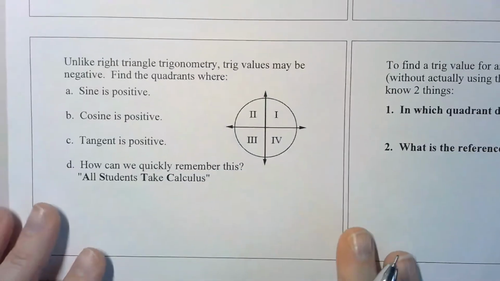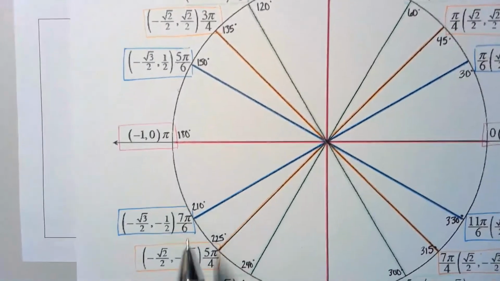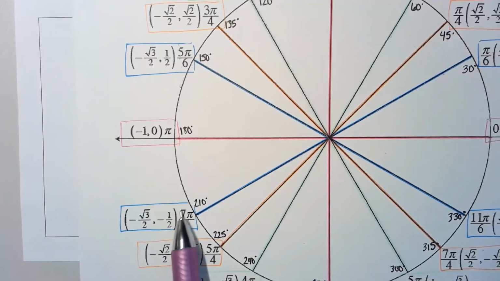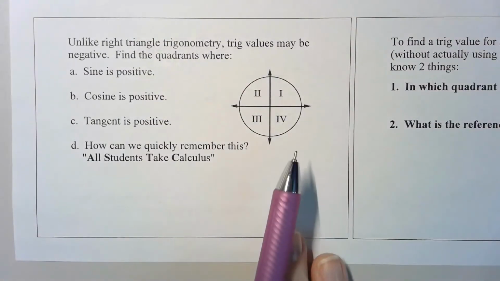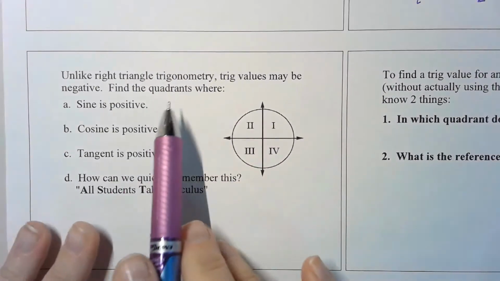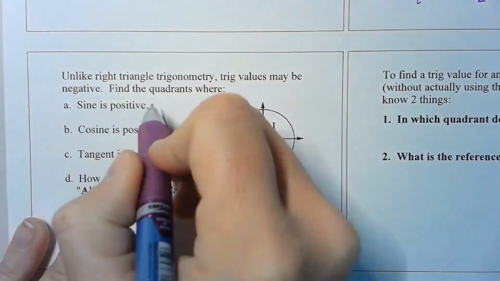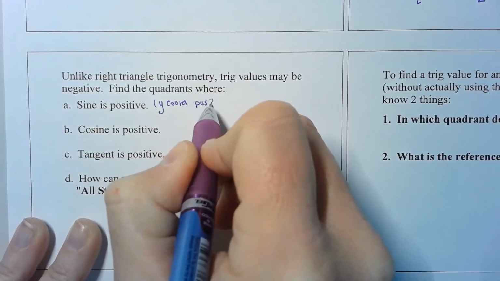Unlike right triangle trigonometry, trig values may be negative, right? We saw that. If the sine is the y-coordinate, well, here the y-coordinate is negative. So the sine of 7 pi over 6 will be negative 1/2. So I'd like to start with: which quadrants am I in if sine is positive? Remember, sine is the y-coordinate, so I'm asking when is the y-coordinate positive?